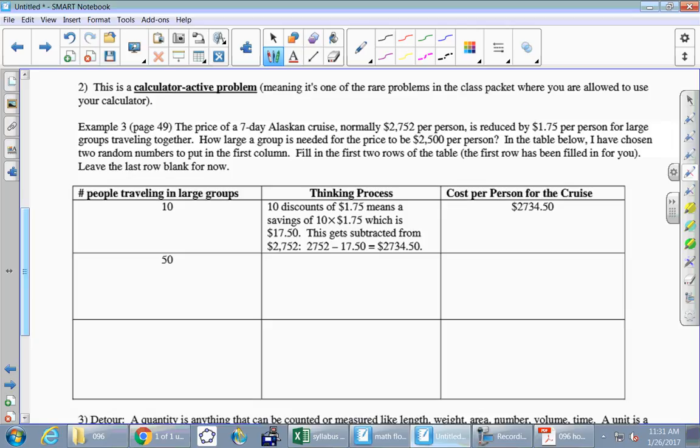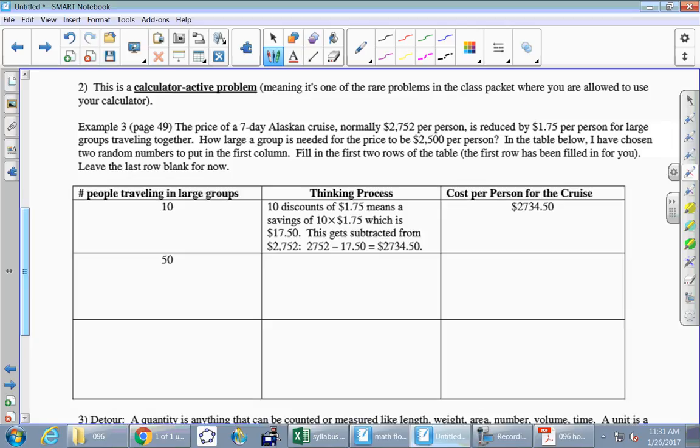Normally the ticket is $2,752, but if we got a bunch of us going together, we each pay less. We pay $1.75 less for every person that we have in our group. So for example, if there's 2 people in our group, then we would pay how much less? $1.75 twice is how much? It's $3.50, right? So if we got two people going together, we would get to subtract $3.50 from that original price. And the more people we have, the more discounts we get to take off.